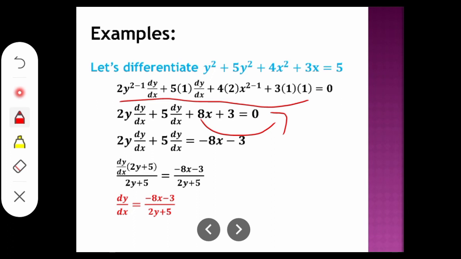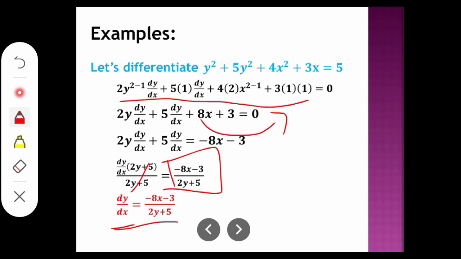So to isolate dy over dx, the factor 2y plus 5 needs to cancel out on the left side. We have the same value on both sides, so dy over dx is equal to this value, since it can no longer be simplified. So we can come up with the answer dy over dx equals negative 4x minus 3 over 2y plus 5.